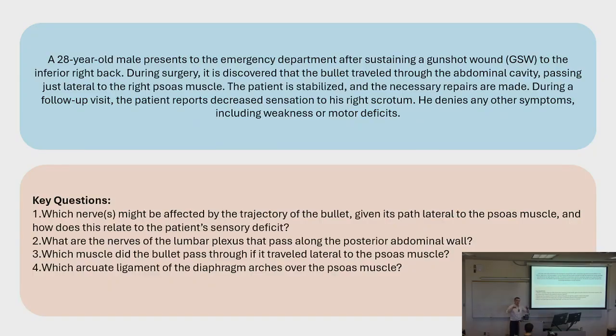What's that going to cause? Psoas. And then I go even further lateral, we have the quadratus, okay, which is the one that this person got shot through. So we're going to look at those. So again, here's the information. Decreased sensation to the scrotum, lateral to the psoas, no loss of motor sensation. Help you identify what nerve is likely involved.